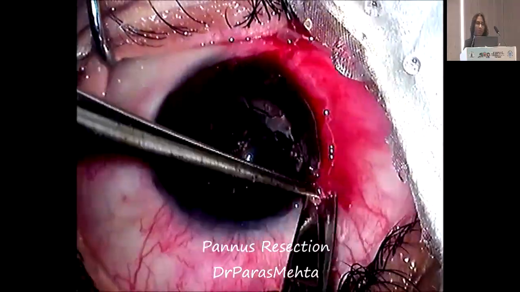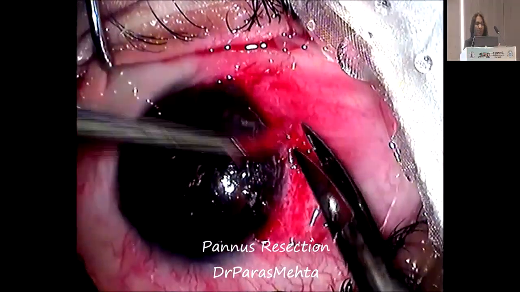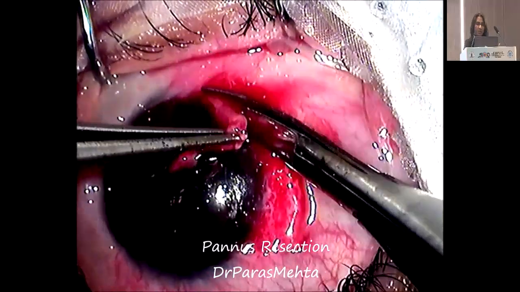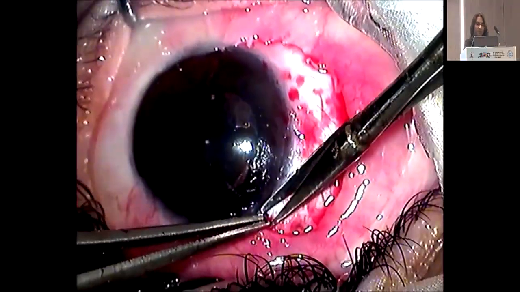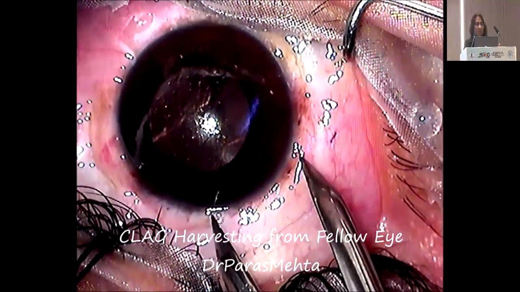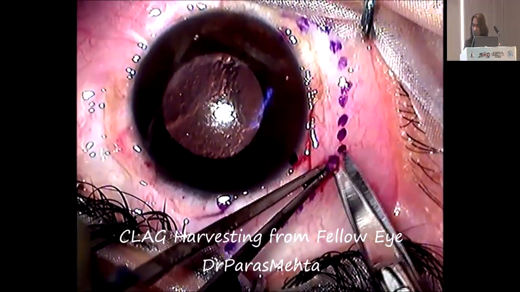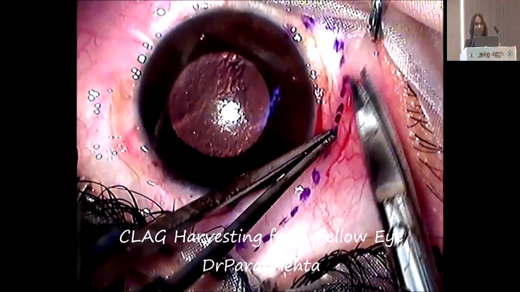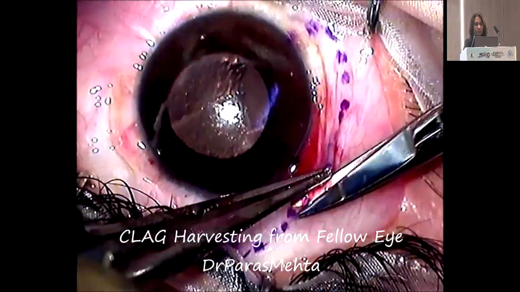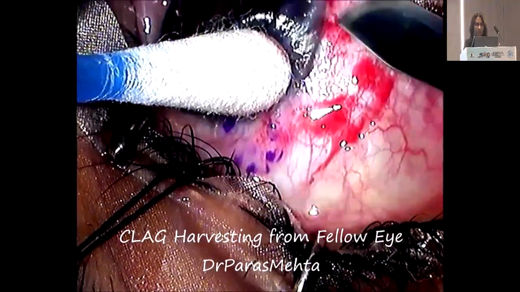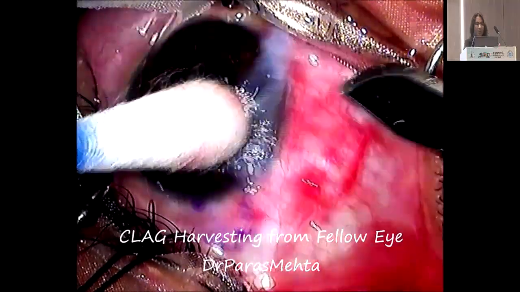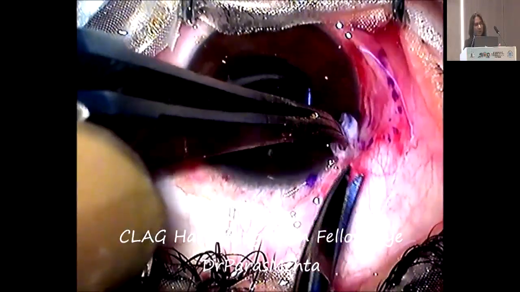You can just remove the pannus from the corneal surface, do a conjunctival excision there, allow the conjunctiva to fall back, remove the Tenon's, clear that area carefully, and then you can take a donor tissue from the same. I'll just quickly run through the clinical pictures only and apply it there. So this is harvested from the fellow eye, as you can see here. Along with that, I've taken a small limbal ledge.